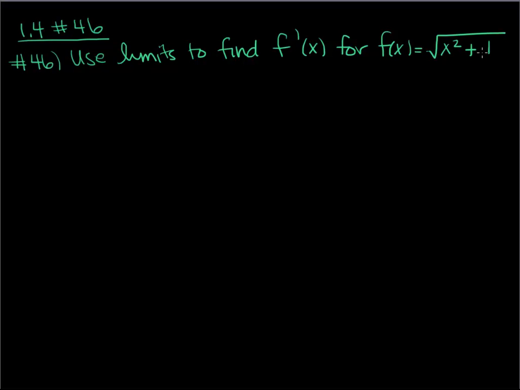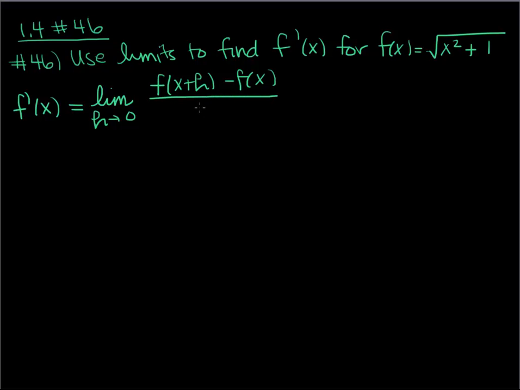So a couple things I want you to understand. When I ask you to use limits, or on the test, what I will say is use the definition of the derivative to find the derivative of the square root of x squared plus 1. So when I say use the definition, this is what I expect you to use: the limit as h goes to 0 of f of x plus h minus f of x all over h, okay? This is the definition of the derivative, and this is what I want you to use.